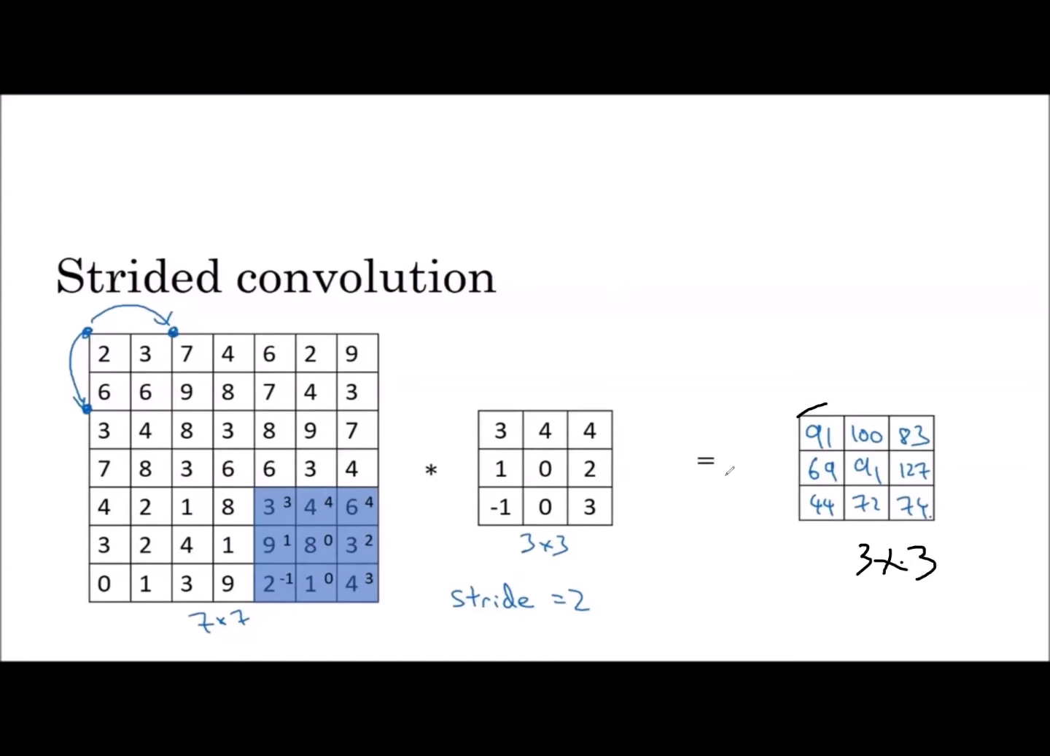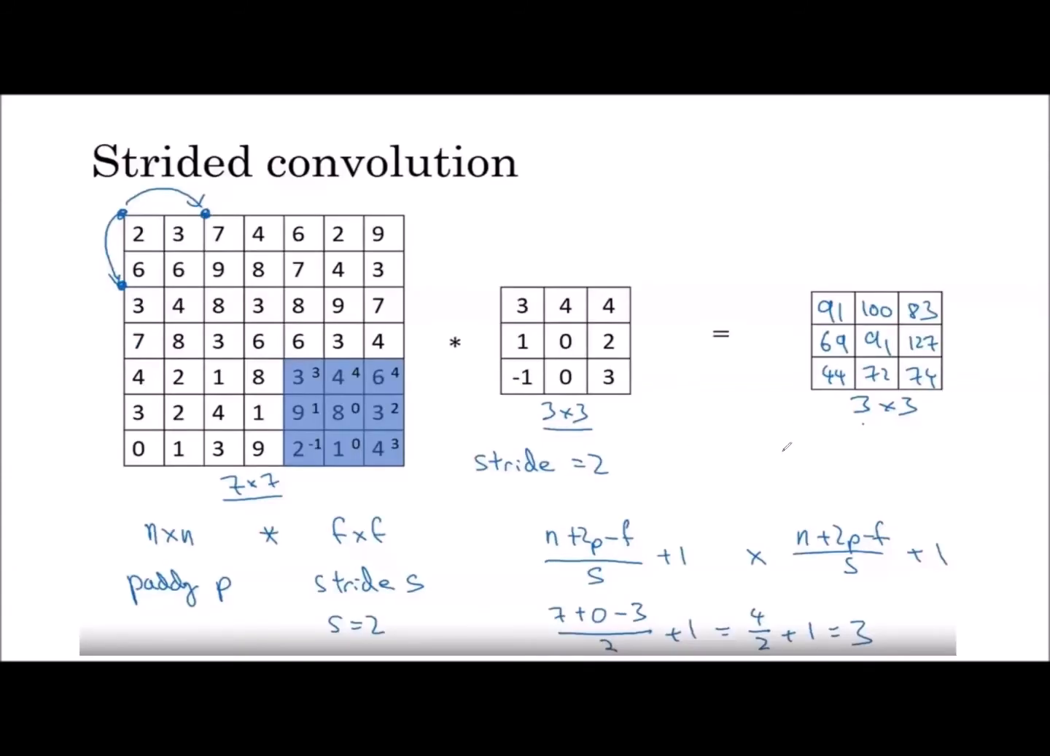If we use stride 1 by 1, we get 5 by 5. But when we use stride 2, we get a 3 by 3 feature map matrix. In order to calculate the size of the feature map when we include the stride, we change n plus 2p minus f a little bit by dividing by the stride s. So (n plus 2p minus f) divided by s, plus 1, gives the feature map matrix size.